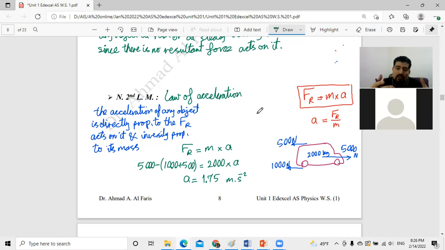Which law includes the other? Does the first law include the second law, or does the second law include the first law? That means which law is bigger, including the other one in it? Send me the answer on the chat. Think about it and send me the answer. Does Newton's first law include the second, or does Newton's second law include the first?